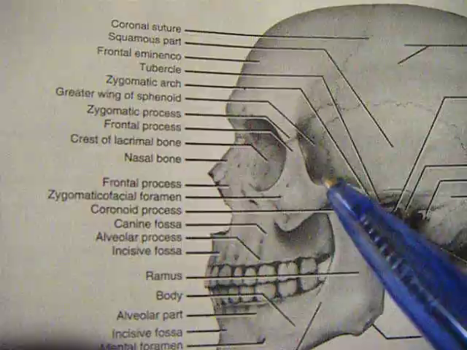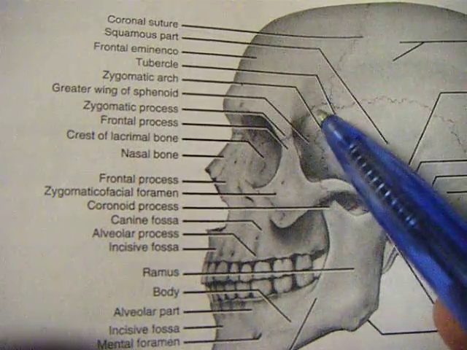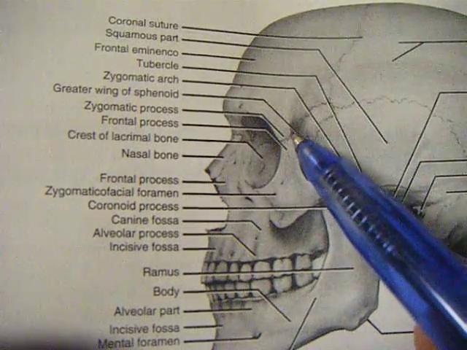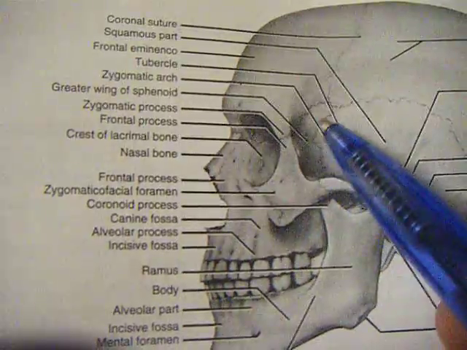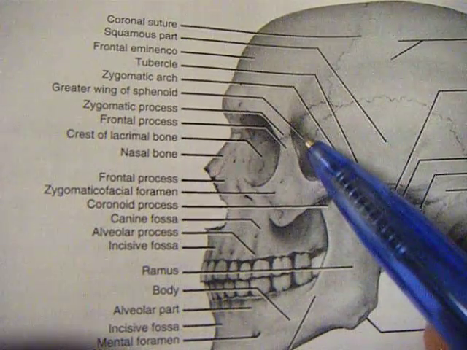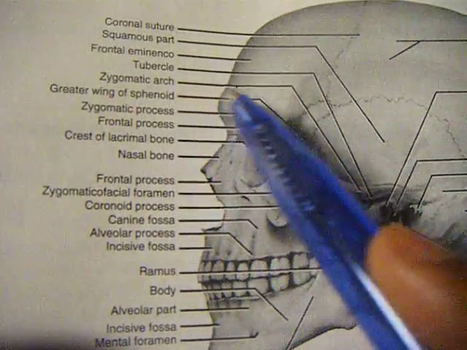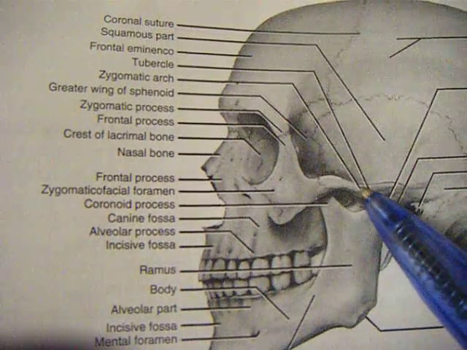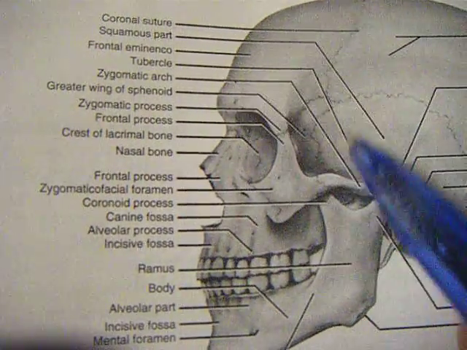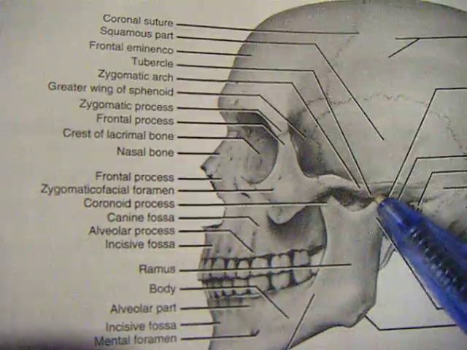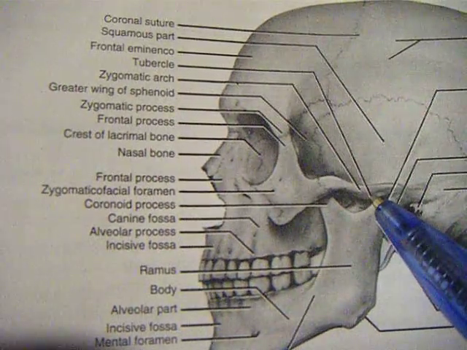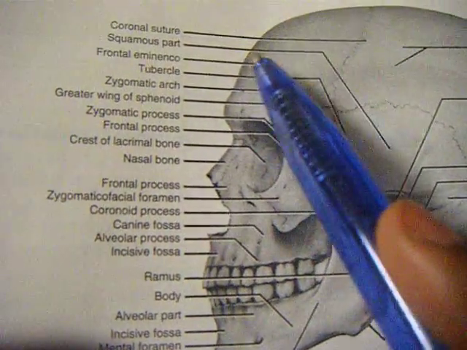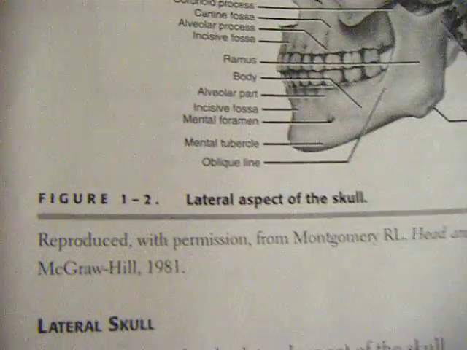And the greater wing of sphenoid is this one. This border, greater wing of sphenoid. Zygomatic arches here. The tubercle is here. Frontal eminence, squamous part. Okay. So that is your lateral aspect of the skull.